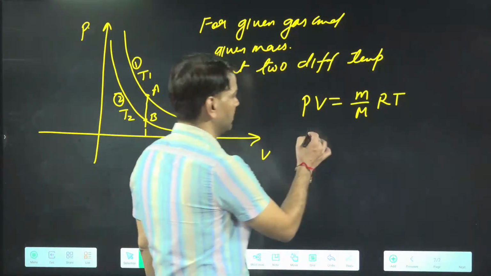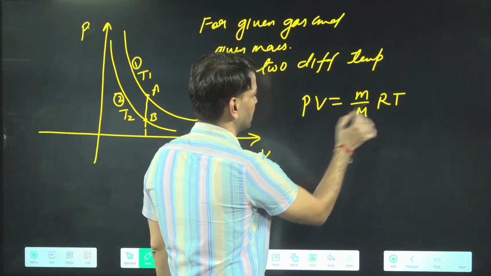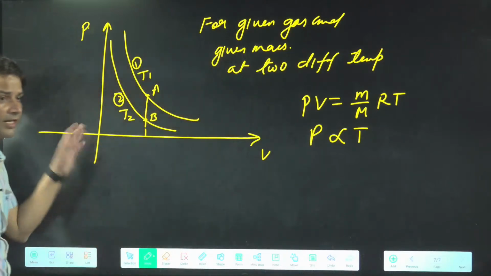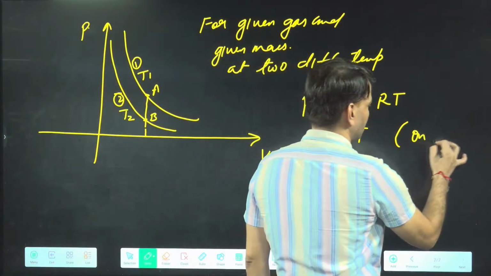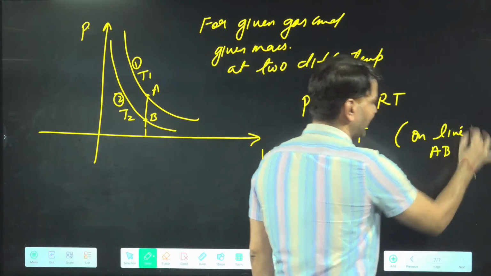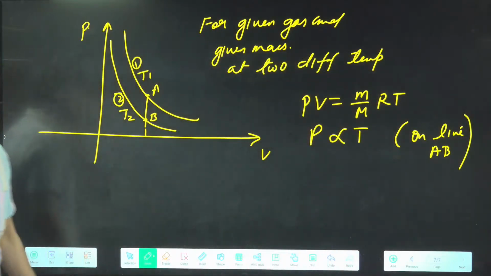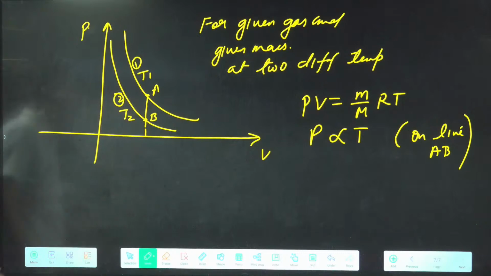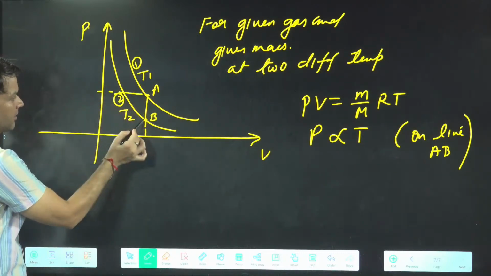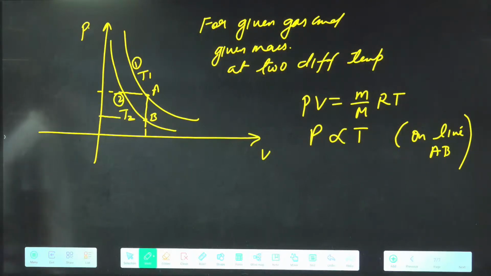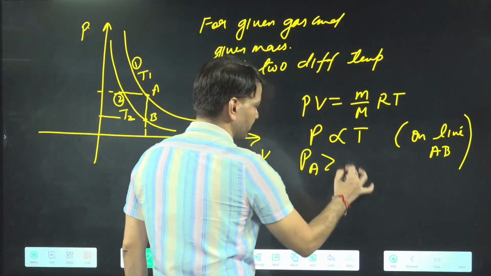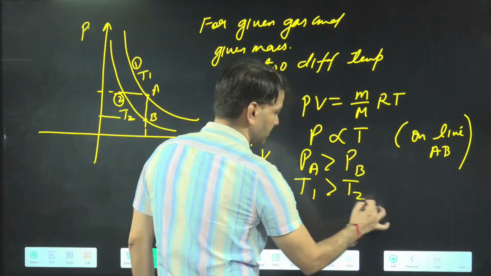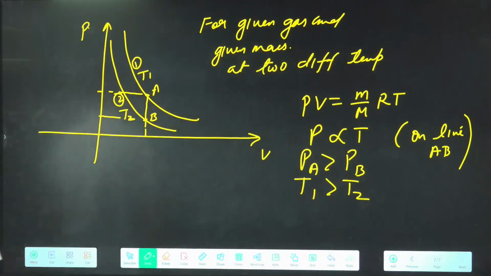Okay, then I can say what? P directly proportional to T, for this line AB. Why? Because on line AB volume I am taking constant. Now P directly proportional to T. So where the pressure is more, their temperature will be more. Now you can see at A, at B, where the pressure is more? At A pressure is more. So PA greater than PB. That's why the temperature at A, that means T1, is greater than T2. Okay.